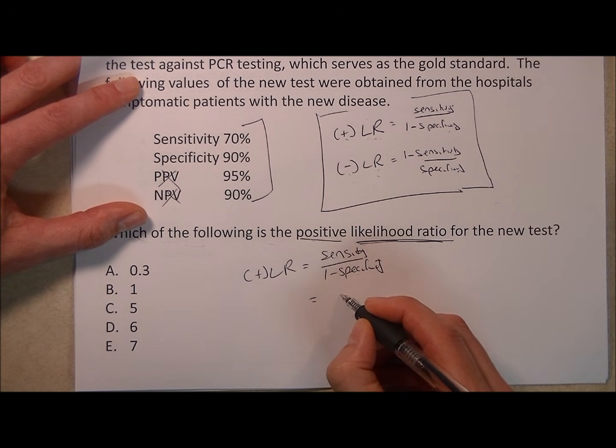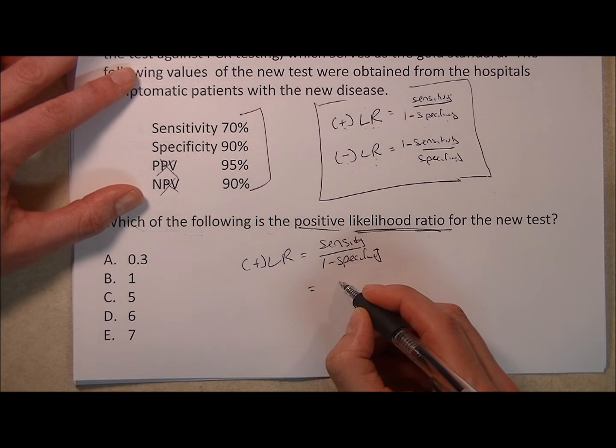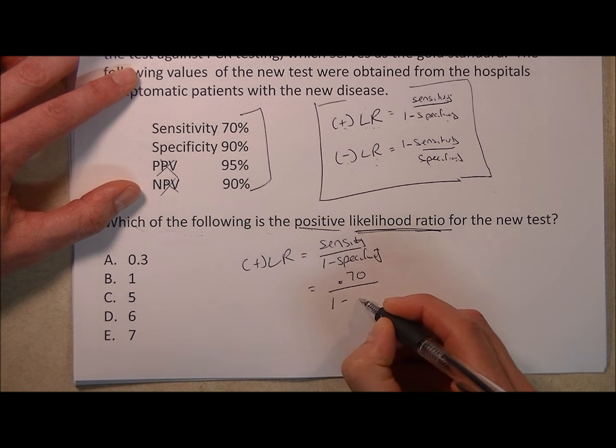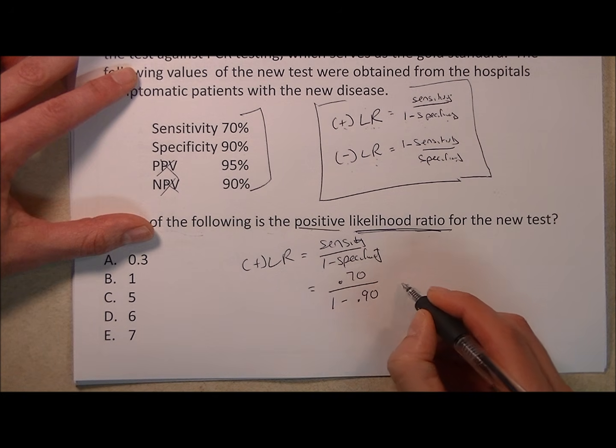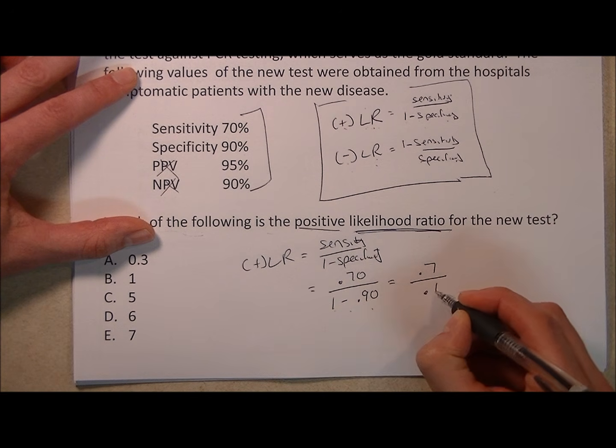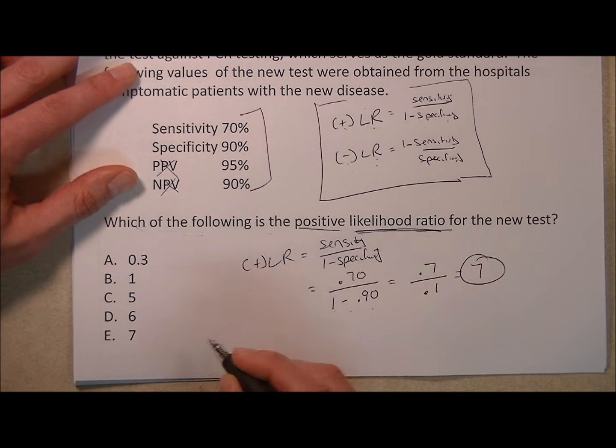When I plug those in, sensitivity is 70%, but we don't deal with percents, we deal with decimals. And the bottom is 1 minus specificity, which is 0.9. So if I take this out a little further, I have 0.7 over 1 minus 0.9, which is 0.1. And if I divide that out, I get 7.